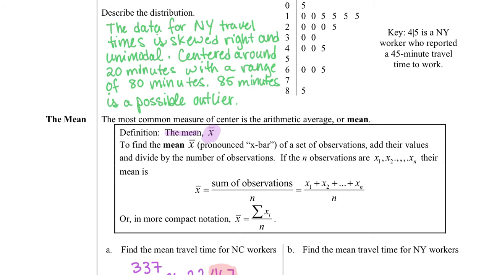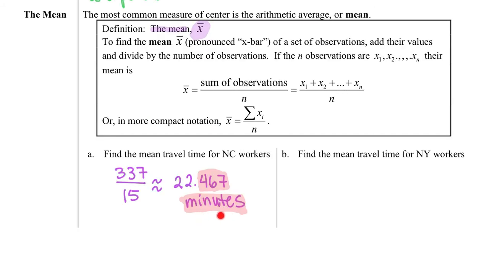The second thing is, of course, units. So you don't want to just say the mean is 22.467. You also want to include your unit, which is minutes. I'd like you to go ahead and calculate the mean of the New York workers. Remember, all of your data is included in the stem plot rather than a list.